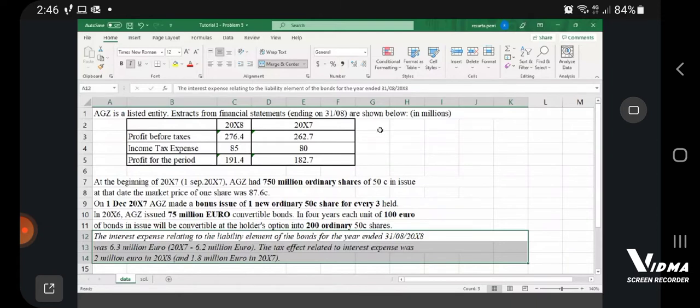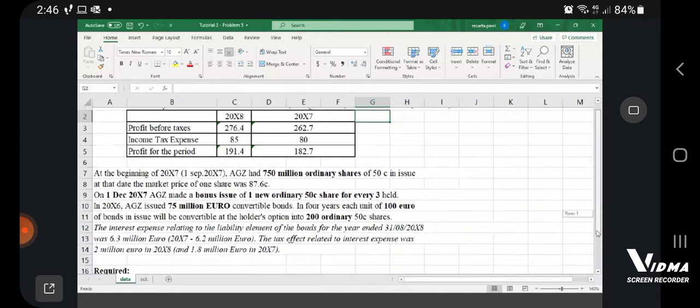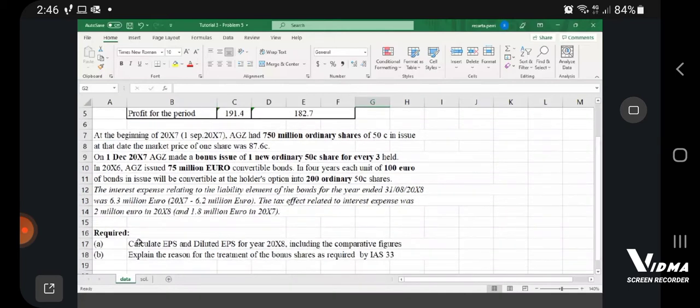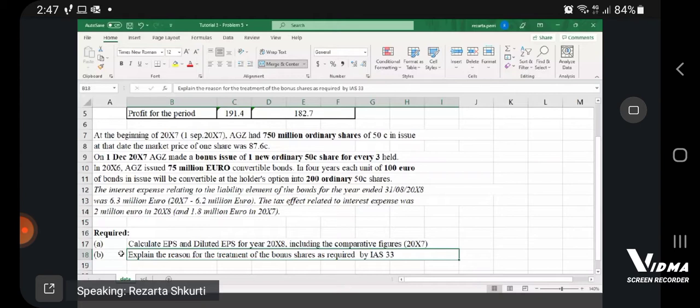Okay, now we are familiarized with the data, what is required over here. Calculate earnings per share and diluted earnings per share for your 2018, including the comparative figures. That means that comparative figures are 2017. They are also to be included there. And then we are to explain any reason for the treatment of the bonus shares as required by IAS 33.